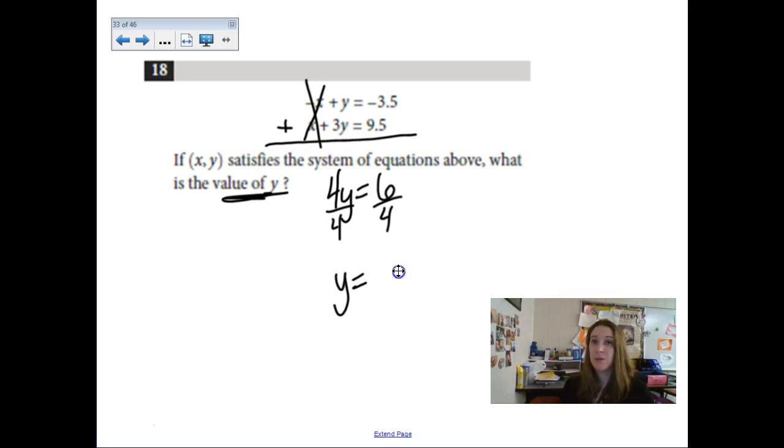Now, you can technically bubble in 6/4, but that reduces to 3/2. It's also equivalent to 1.5. So when you go to bubble in your bubbles on the gridded response, just choose something that's appropriate.